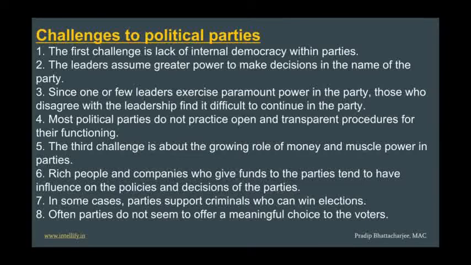The third challenge is about the growing role of money and muscle power in parties, especially during elections. Rich people and companies who give funds to the parties tend to have influence on the policies and decisions of the parties. In some cases, parties support criminals who can win elections. The fourth challenge is that very often parties do not seem to offer a meaningful choice to the voters.